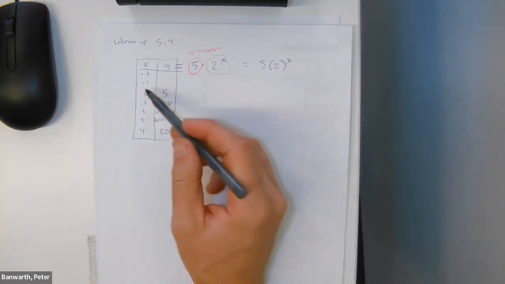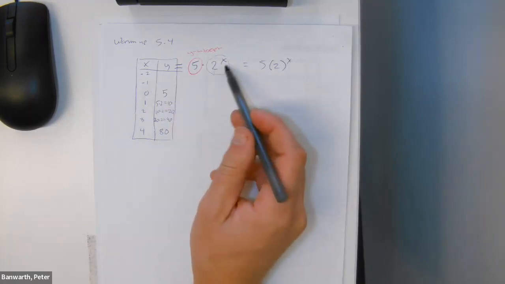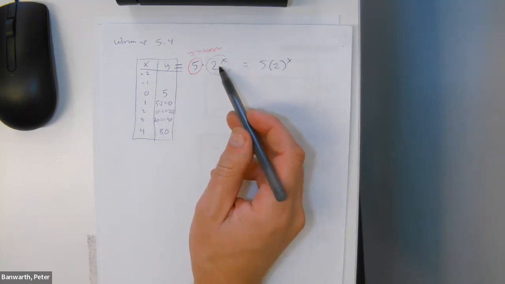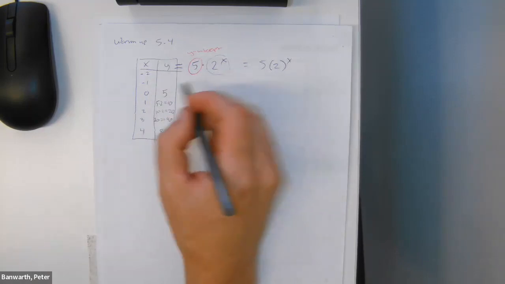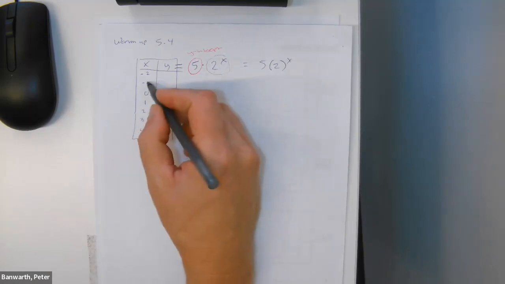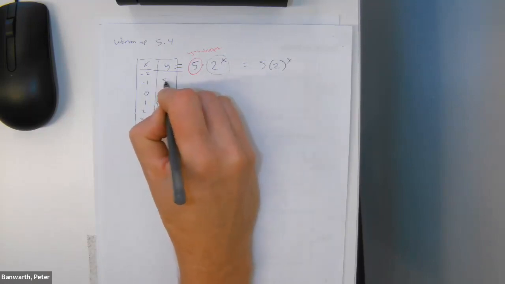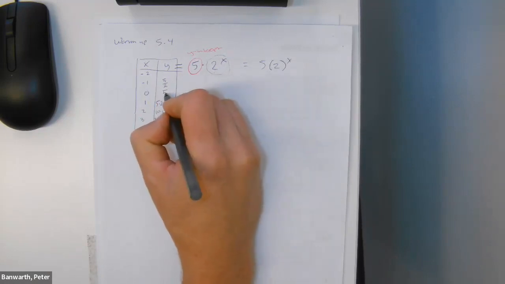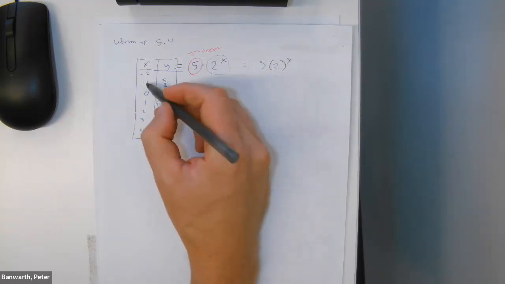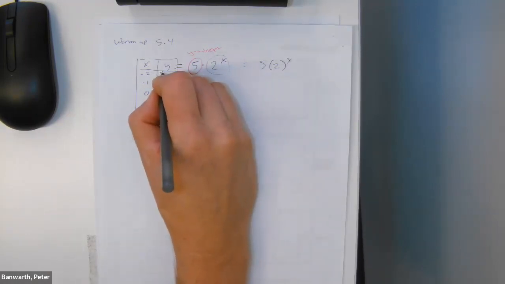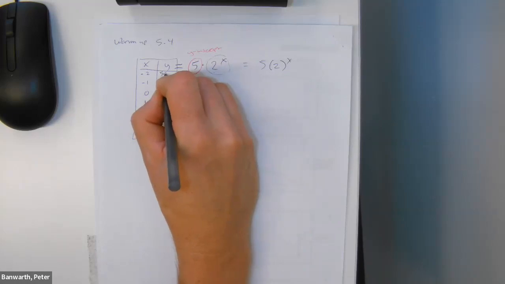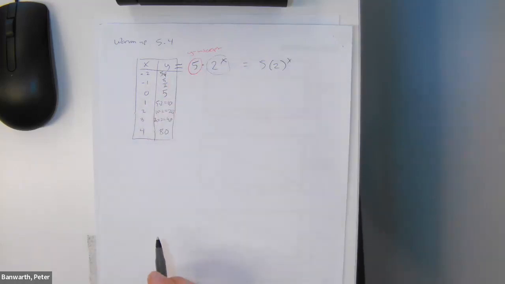Going the other way, when you wander in the negatives, you just divide the output by the exponential rate of change. So if I go from 0 and go back by 1, I'm going to divide the previous output by 2. And if I go back by 1 again, I'm going to divide that previous output by 2 again, and I get 5 over 4.